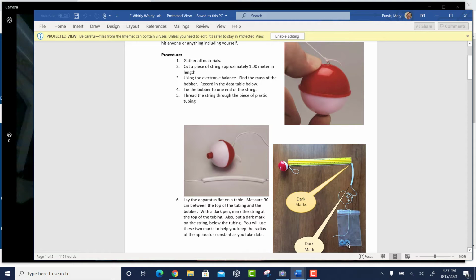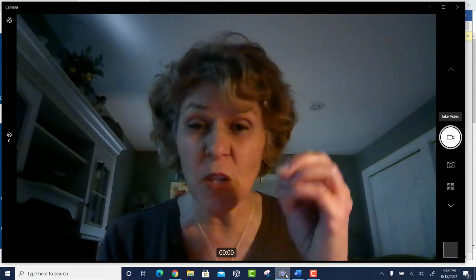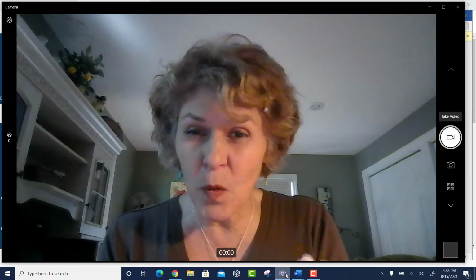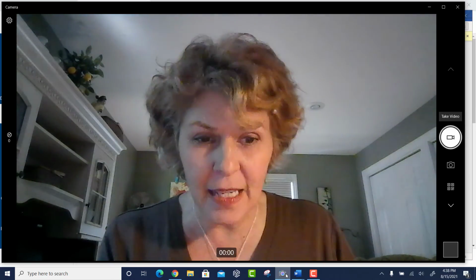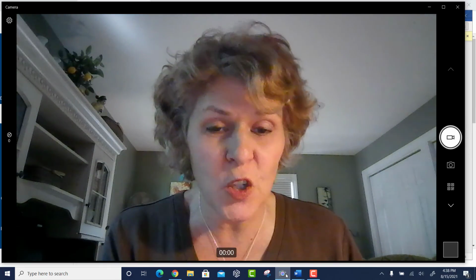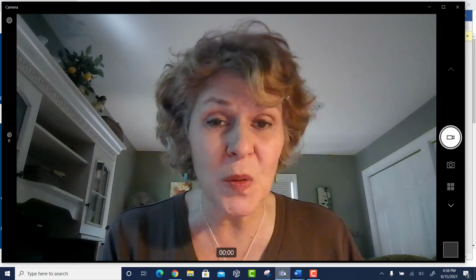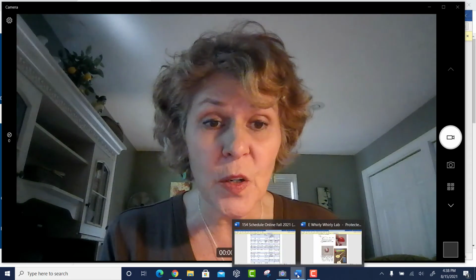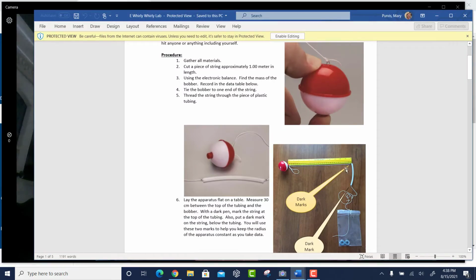Now you are going to keep adding washers into this baggie down below because you want to keep changing the weight hanging down in that baggie. So you're going to continuously change the weight. What you're going to keep constant is the radius, and the length here doesn't matter. And every trial, you're going to change that weight.